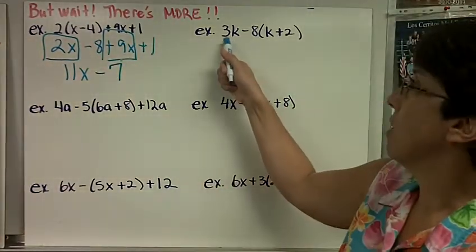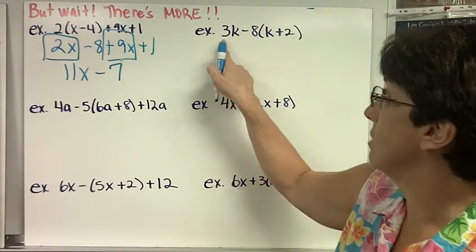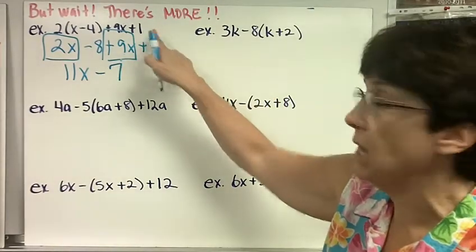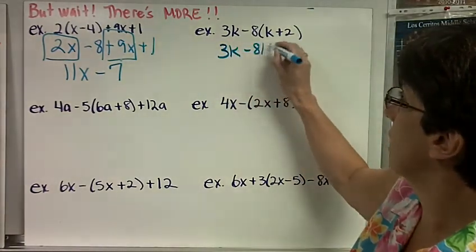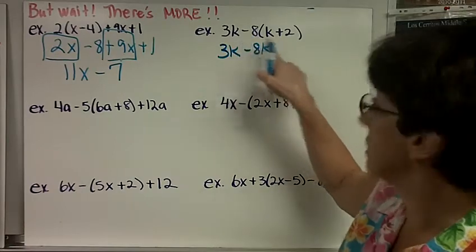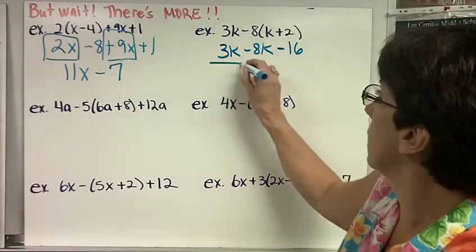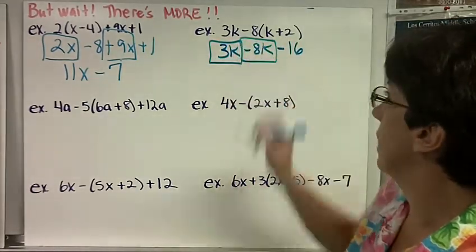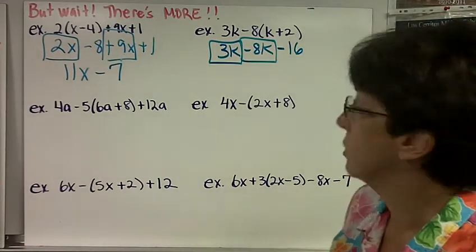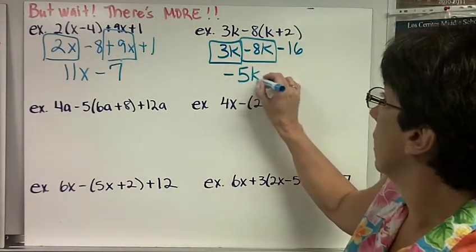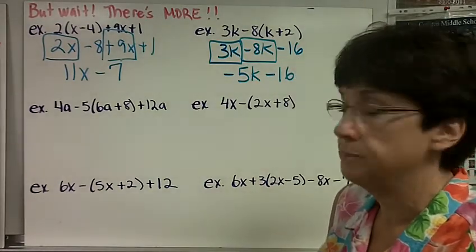All right, how about 3k minus 8 times the quantity of k plus 2. Now I have something before the distributive property. Here I had something after the distributive property. So negative 8 times k is negative 8k. Negative 8 times 2, negative 16. Okay? Here are my like terms. 3k, negative 8k. What's 3 take away 8? Different signs, take the difference. Negative 5k minus 16. Because I didn't have any other constants, so I didn't have anything to combine with that. All right.